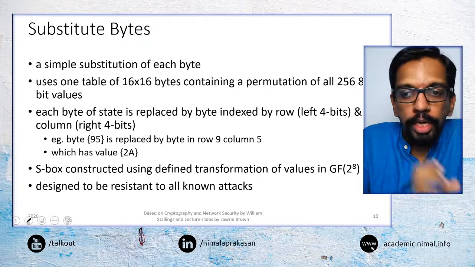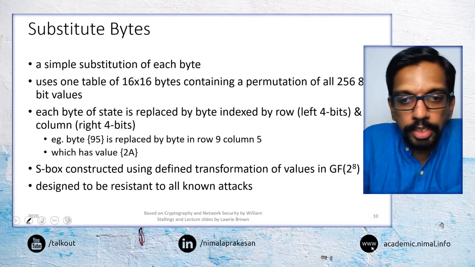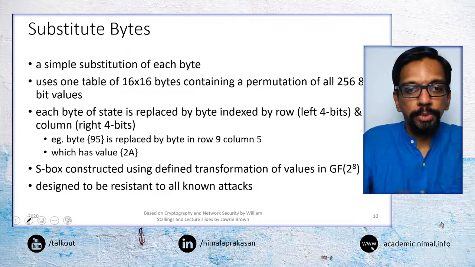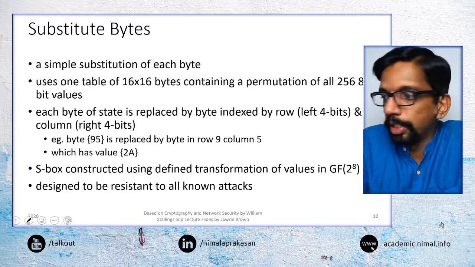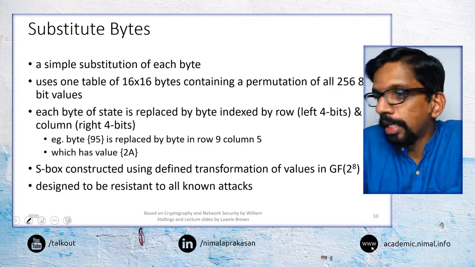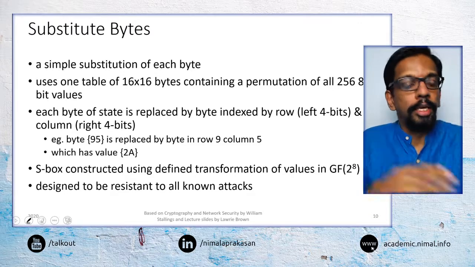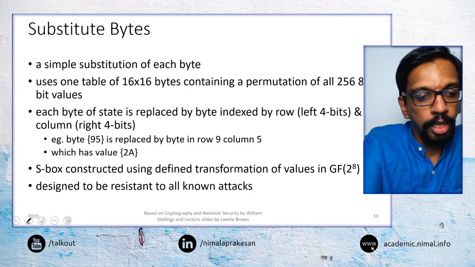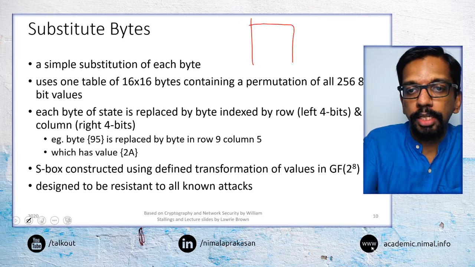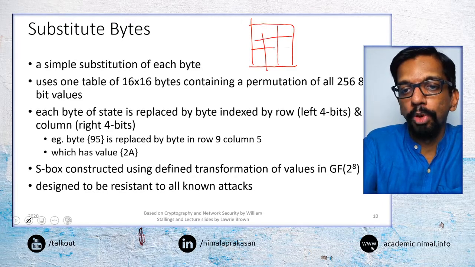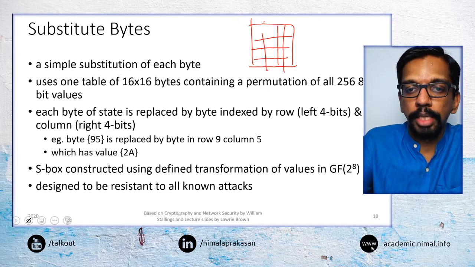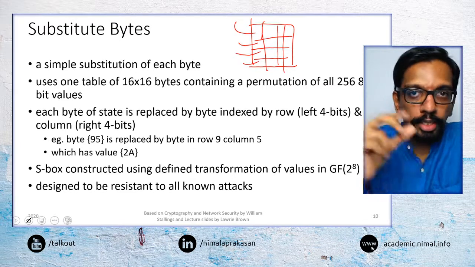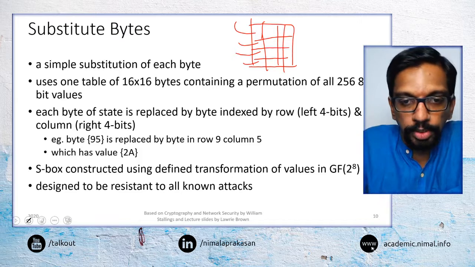Now let's look at each of these individual states in a bit more detail. If we take the substitution box, or the substitution state, for example, in substitution it is basically a simple substitution for each byte. Again, we will have the state in the form of the 4x4 array, and the substitution will happen for each of these bytes.